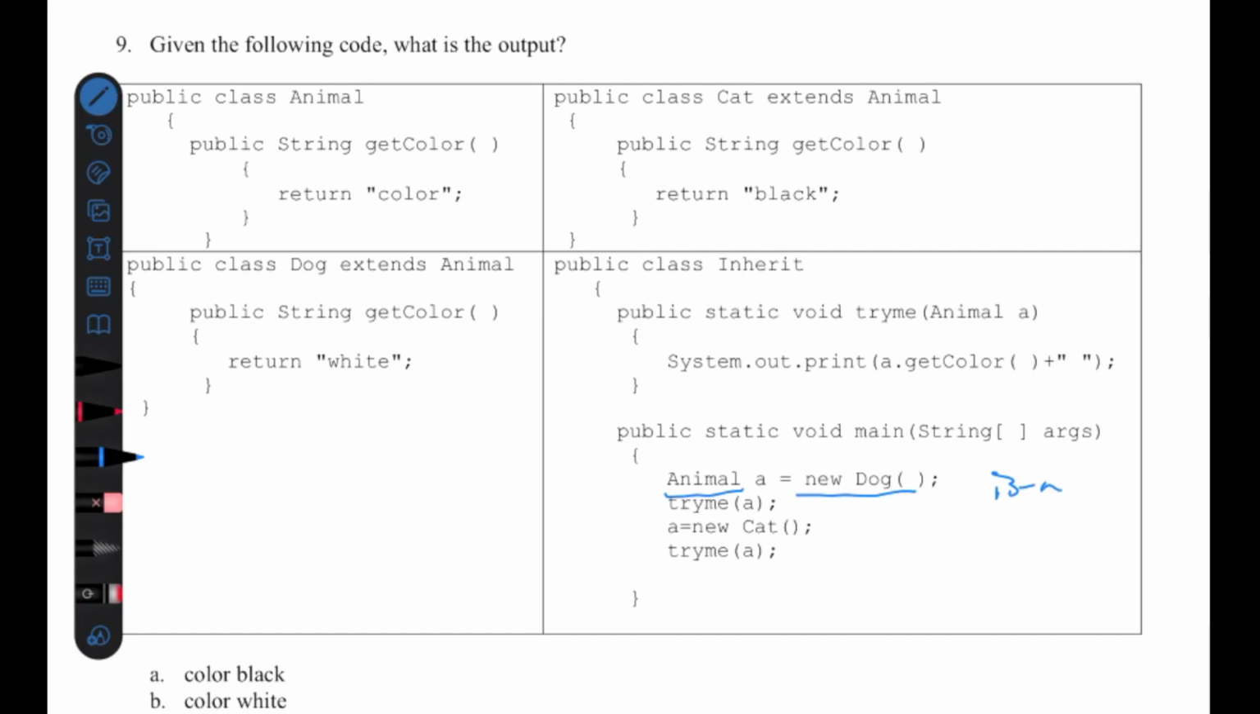Then we do try me A. We're passing A as an animal. So the compiler says, okay, this all works because dog is an animal. I can pass that in as a parameter. It has a method get color. Now, during runtime, when this code's executed, it's going to use the method of dog, not animal. So I'm doing new dog. Yes, the type is animal, but it holds a dog object. So it's going to use the dog.get color. So it's going to print white.